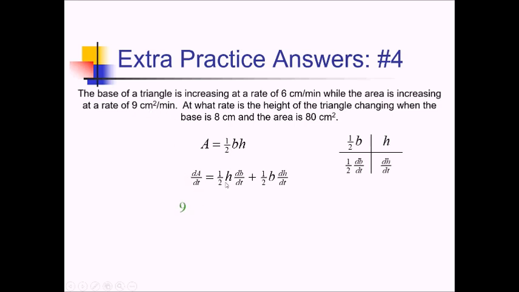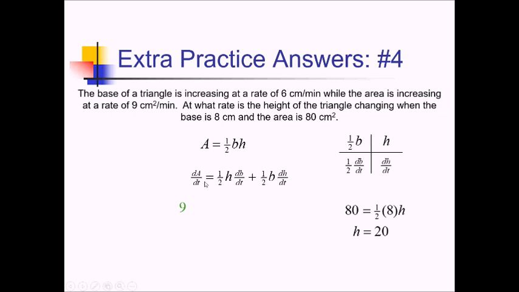H, that's the altitude. They didn't tell us that, so we're actually going to have to go back and solve for that. Now the good news is we know the area of the triangle and we know the base at this point in time. So if we plug those two quantities into the original equation, we can go backwards and solve for h. So I can write 80, the area, equals 1/2 times 8 times h. And then this is really 80 equals 4h. Dividing by 4, we have h equals 20.